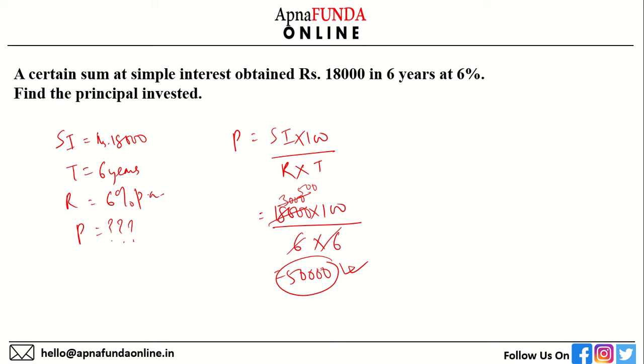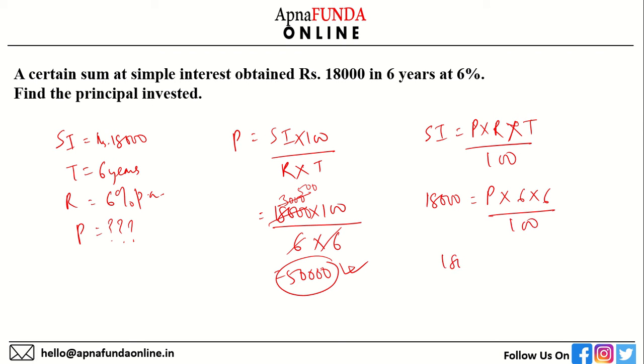rupees 18,000. Similarly, you can solve this with the simple interest formula, that is simple interest equal to principal into rate into time divided by 100. So simple interest in this case is 18,000. Principal is something we need to calculate, into 6 into 6 divided by 100. So this will be 18,000 equal to 36p by 100. So when you solve this, your p will be equal to 50,000. This is my answer. Very easy question. I'm sure you must have solved this, and this is the answer that you will also get.